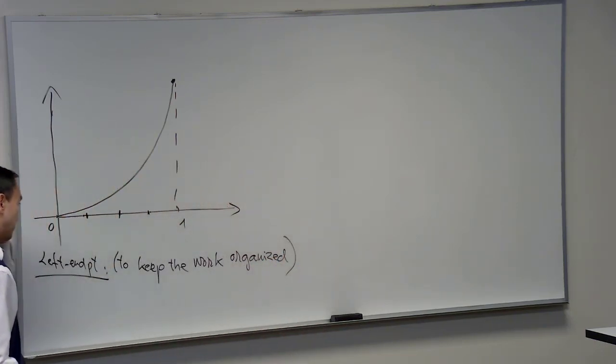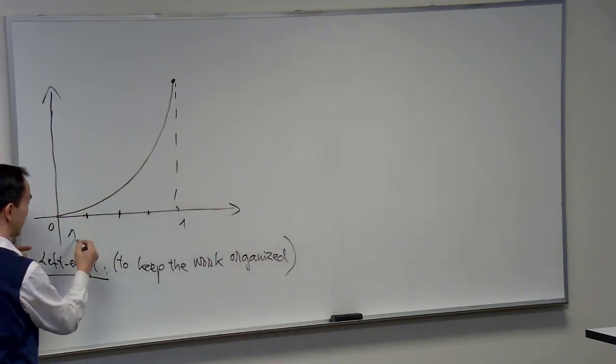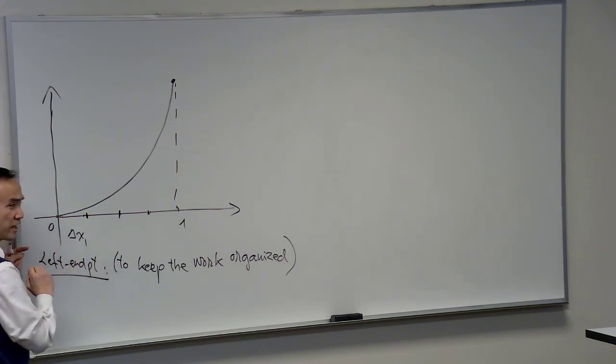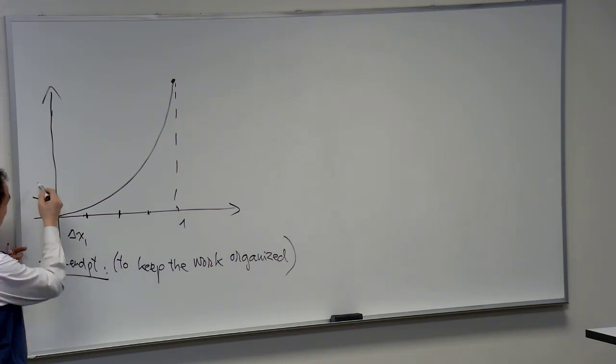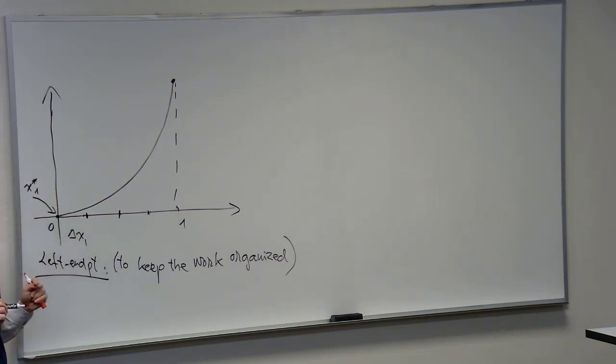Right? And so this is what I'm doing here. So in the first delta x, call it delta x1, I'm going to choose the sample points right here. This is where I call that sample point x star 1. You guys follow with that, okay?